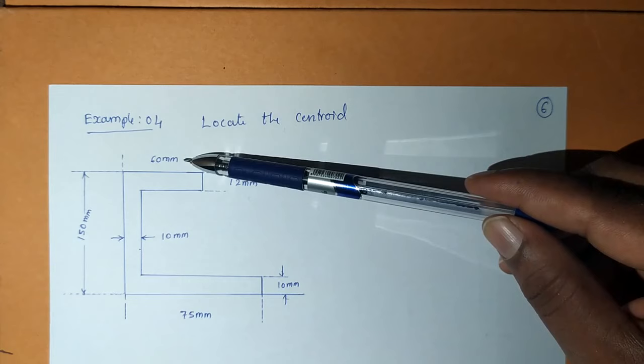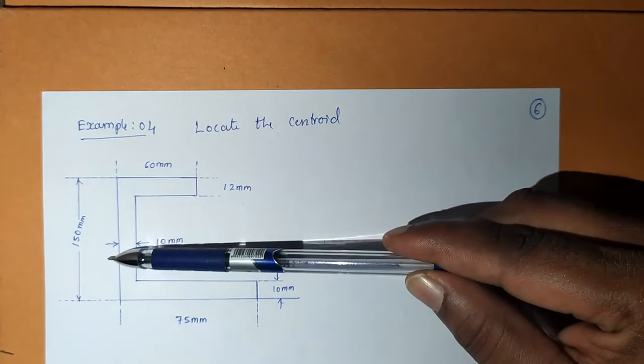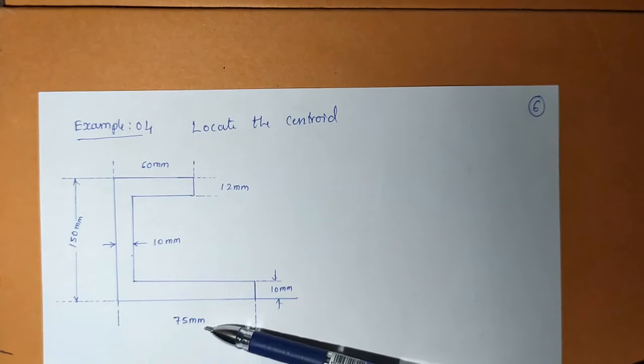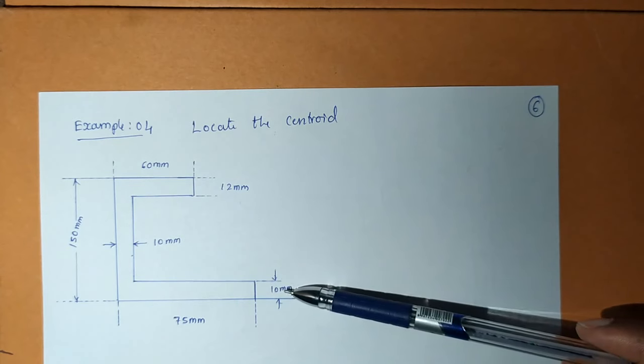Example number 4. In this example, we have to locate the centroid of the given cross-section area. This is a channel section. Here dimension is 60 mm. Here height of the channel is 150 mm and bottom width of the channel is 75 mm. Here we have to note down one thing. The thickness of the channel section is not constant. Here 12 mm, here 10 mm and here 10 mm.